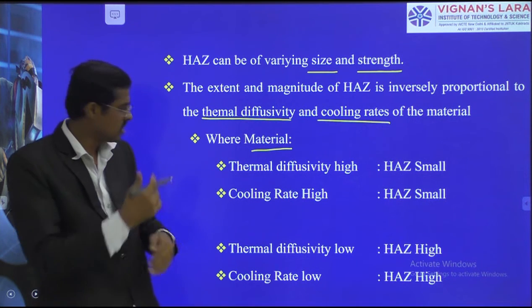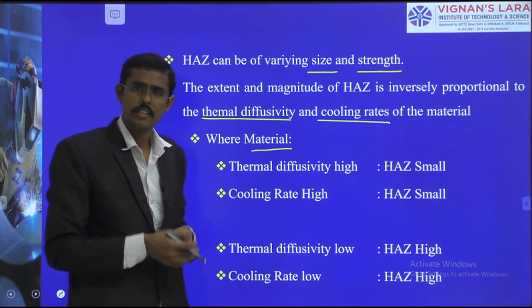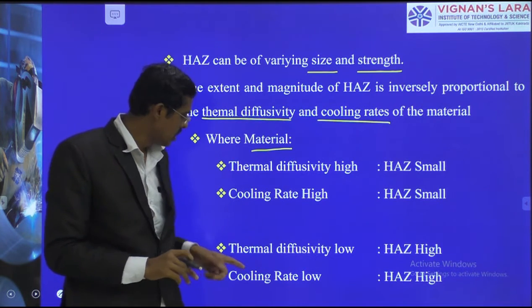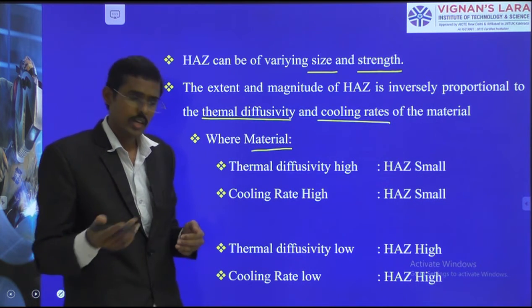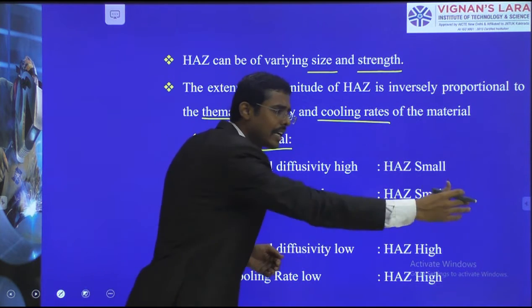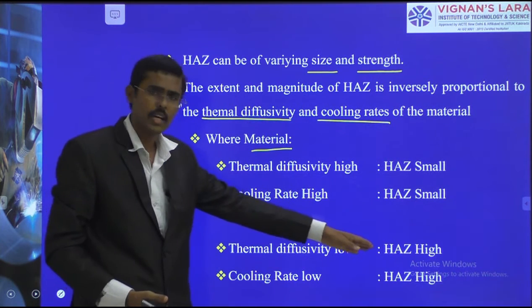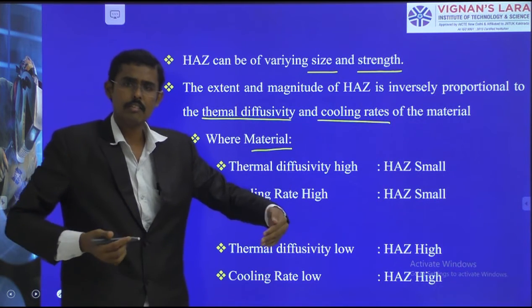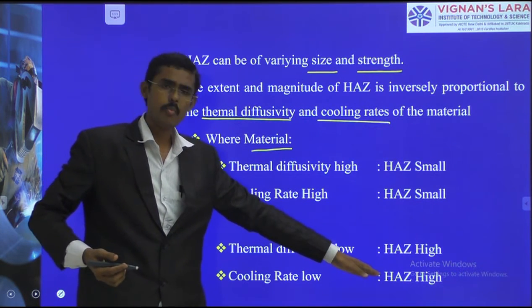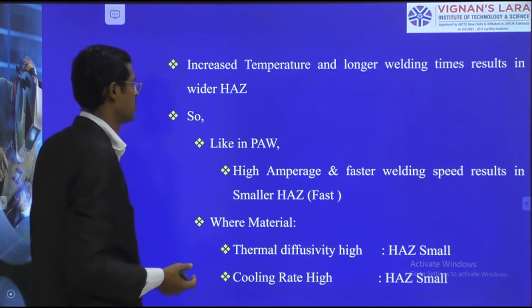If it is reversed, see, thermal conductivity diffusivity is low, so heat is not going outside. Thermal conductivity is not moving outside, so the cooling rate will become low, obviously. If the cooling becomes low, heat will keep on distributing to the other end. If it keeps on distributing to the other end, the heat affected zone will become high. The length will become wider, and obviously the heat affected zone becomes high.